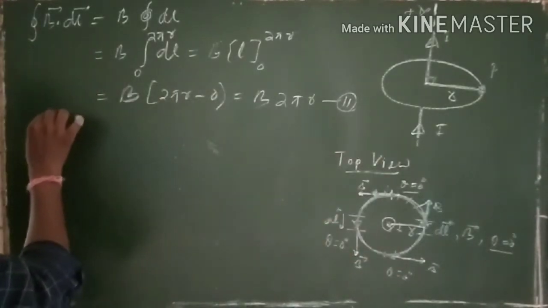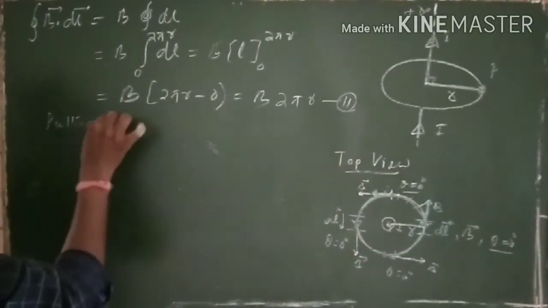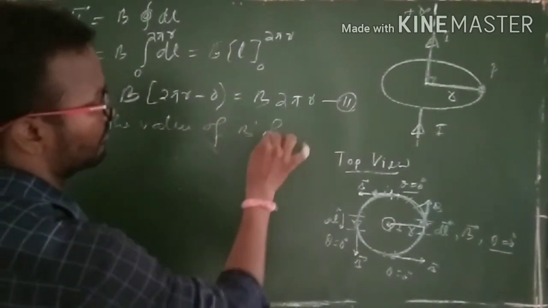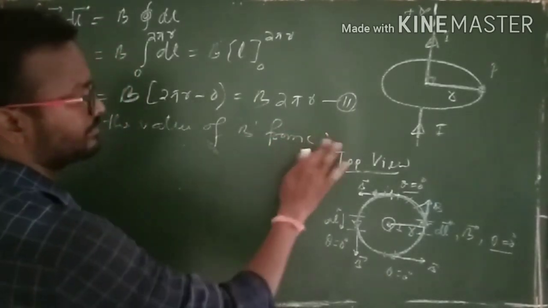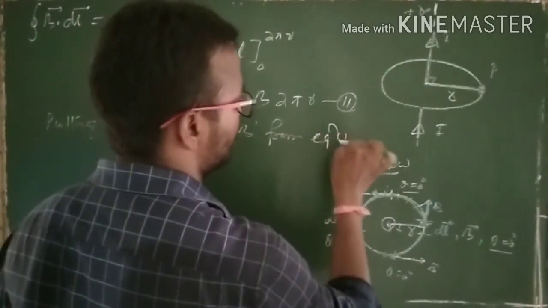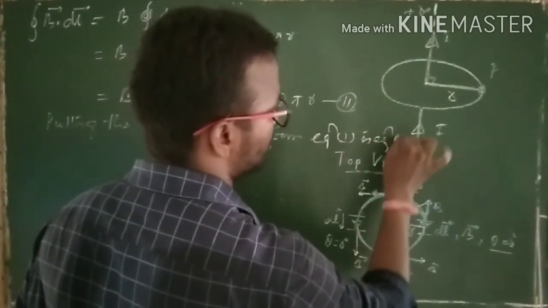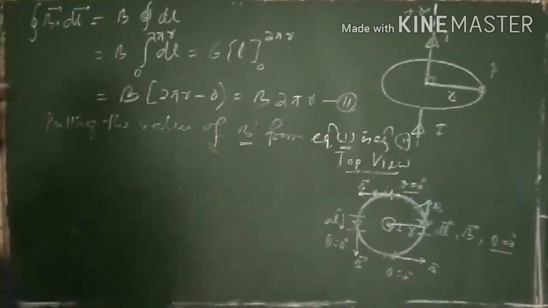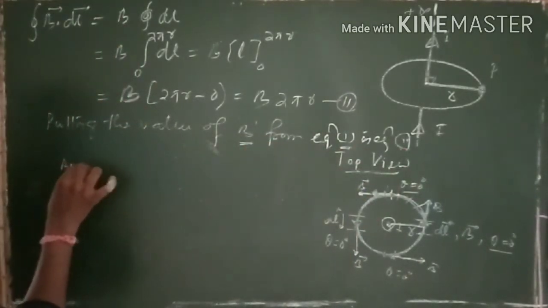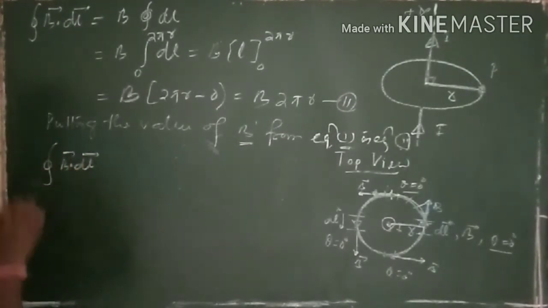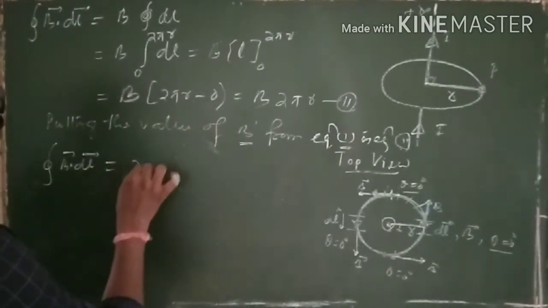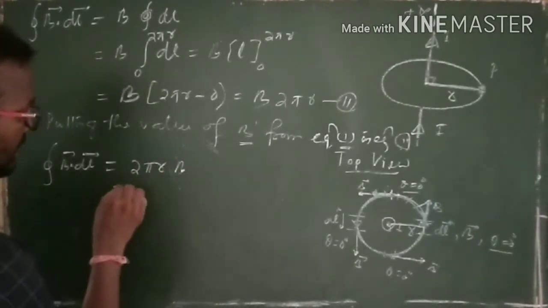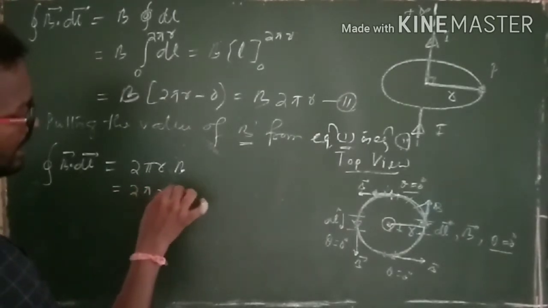Now putting the value of B from equation 1 in equation 2. So in equation 2, B dot dl over a line integral is equal to 2 pi r into B, and we use the value of B.